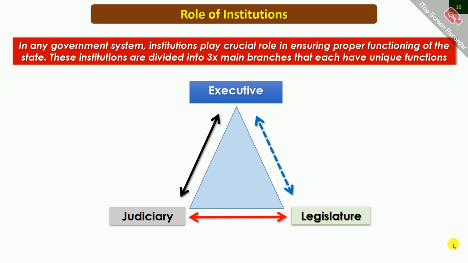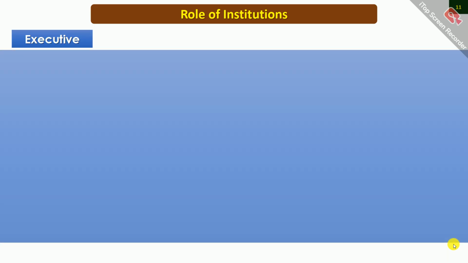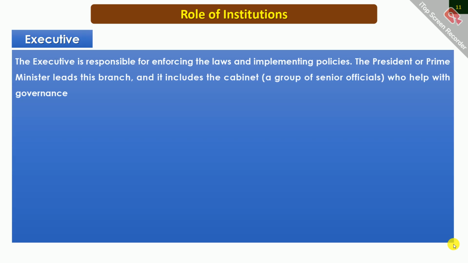Role of institutions. In any government system, institutions play a crucial role in ensuring proper functioning of the state. These institutions are divided into three main branches that each have unique functions, and these three branches include executive, judiciary and legislature, and they are also interconnected or interwoven. So far as the executive branch is concerned, it is responsible for enforcing the laws and implementing policies. The president or the prime minister leads this branch, and it includes the cabinet or a group of senior officials who help with the governance.